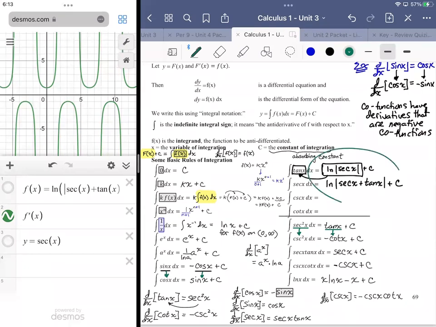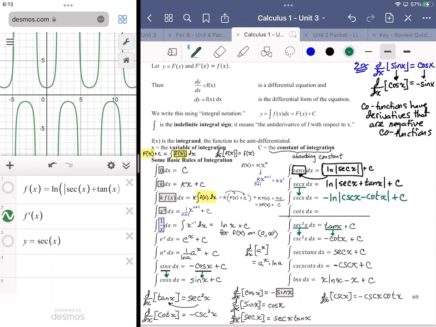So if you know these two antiderivatives, then you know these two, because the cosecant is the cofunction of secant. So this would have to be negative cosecant x minus cotangent x by that reasoning. So we would just test this out and see if it's true.